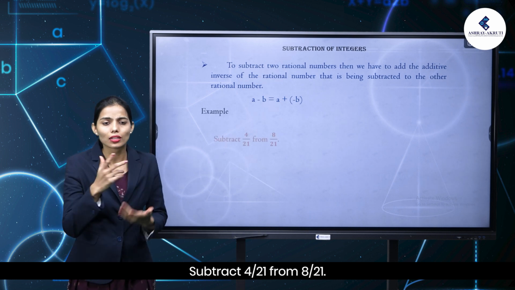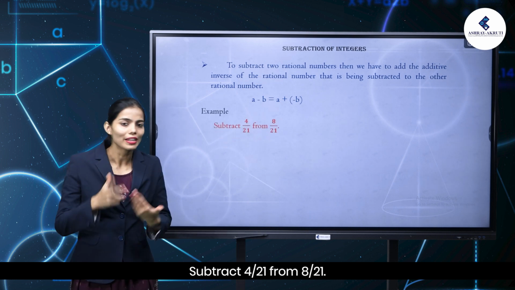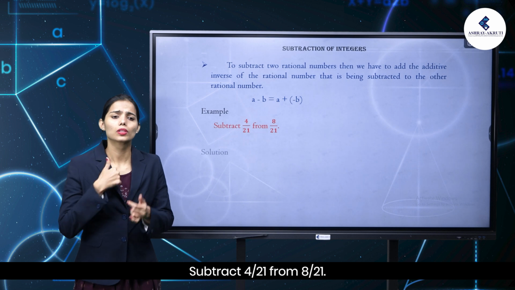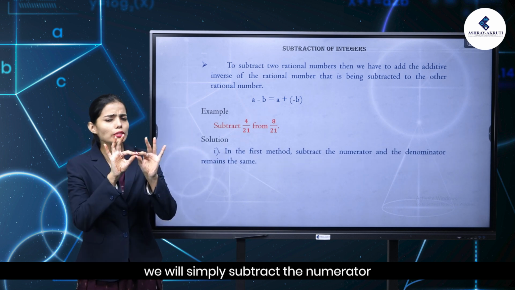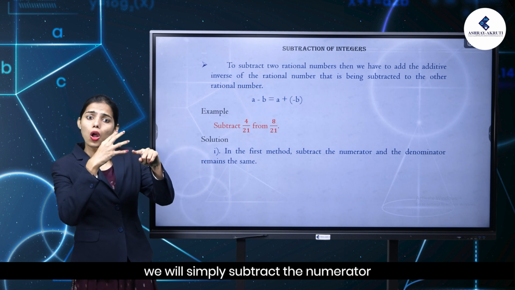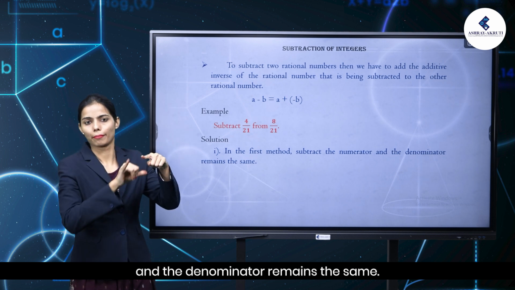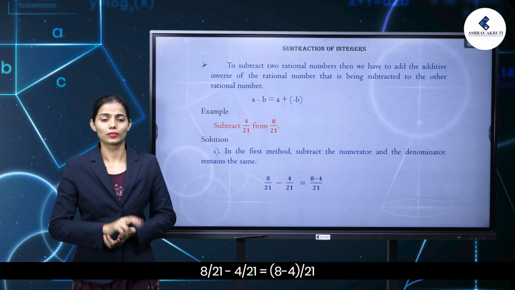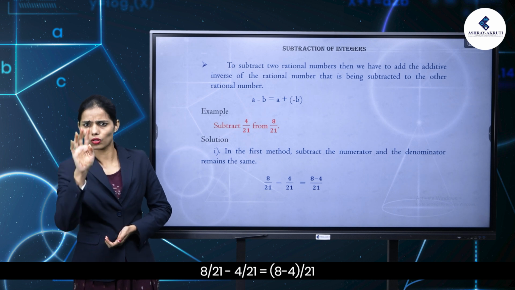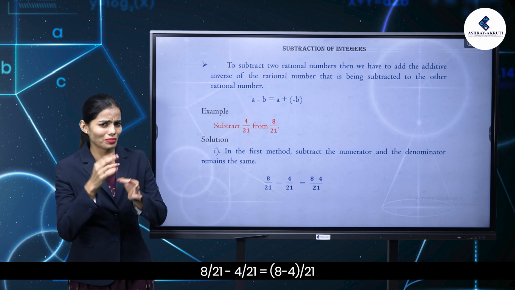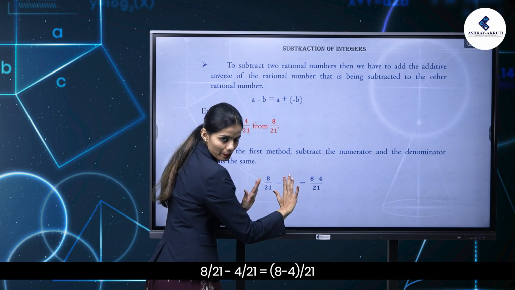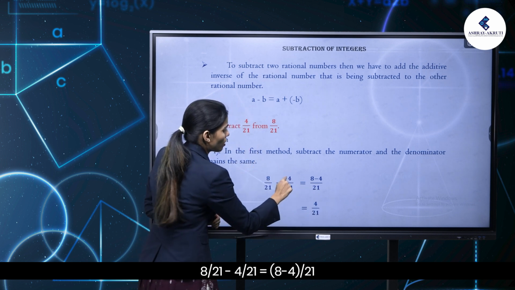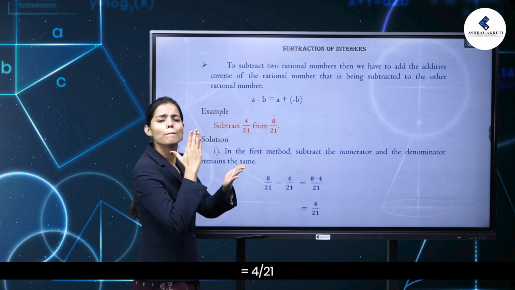Example. Subtract 4/21 from 8/21. Solution. In the first method, we will simply subtract the numerators and the denominator remains the same. 8/21 minus 4/21 is equal to (8 minus 4)/21, which is equal to 4/21.